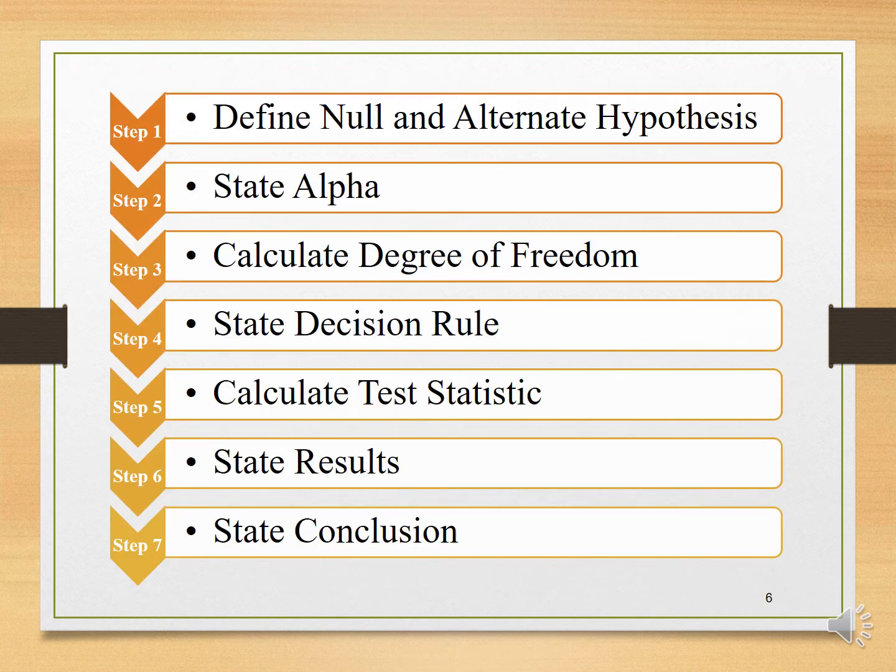Kruskal-Wallis test has 7 steps. First, we are going to define what our null and alternative hypotheses are. Next, we are going to state our alpha. Then, we are going to calculate our degrees of freedom. Then, we state our decision rule. Then, we actually calculate the test statistic. And finally, we state our results and our conclusion.